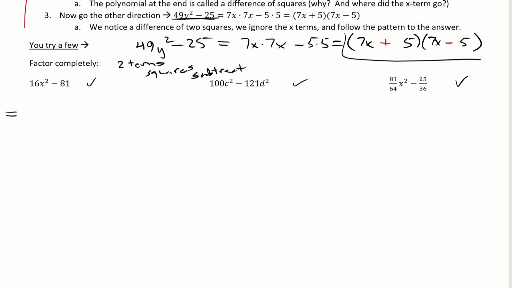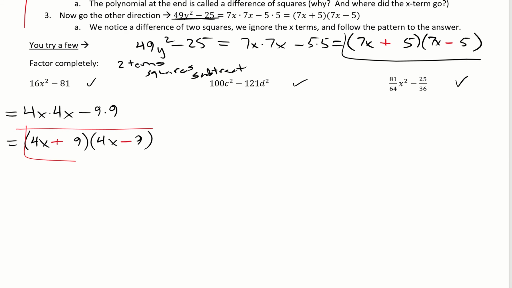Okay, if I were to attack these, I'd say I'm square rooting in a way. 4 times 4 is 16. x times x is x squared. So really you're looking at 4x times 4x. What's this one? That's easier. It's 9 times 9. So answer, believe it or not, I'm ready for the answer. 4x and 9, 4x and 9. One of them plus, one of them minus, and we are done.